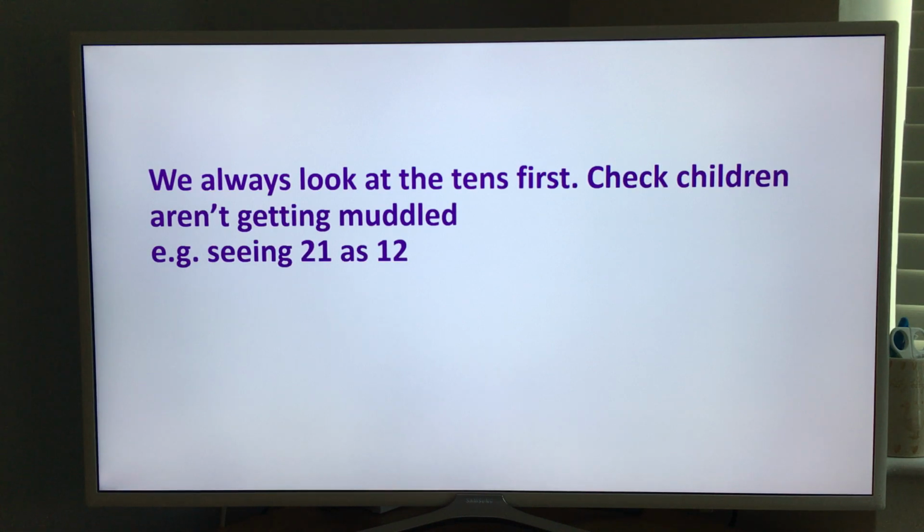When we are looking at place value, we would always look at the tens first. So in the number 21, for example, we would look that there are 2 10s and 1 1.